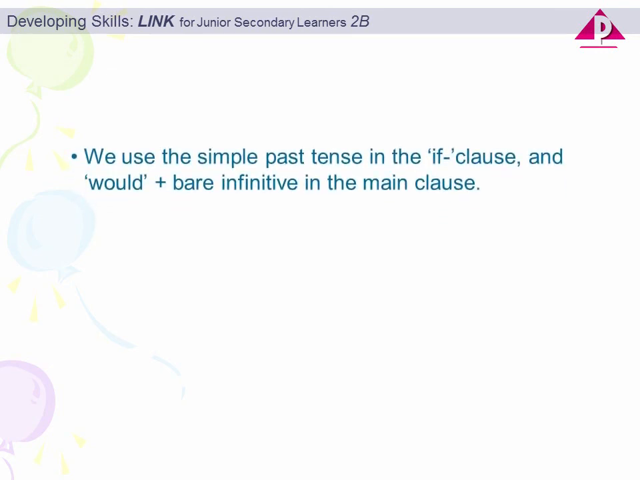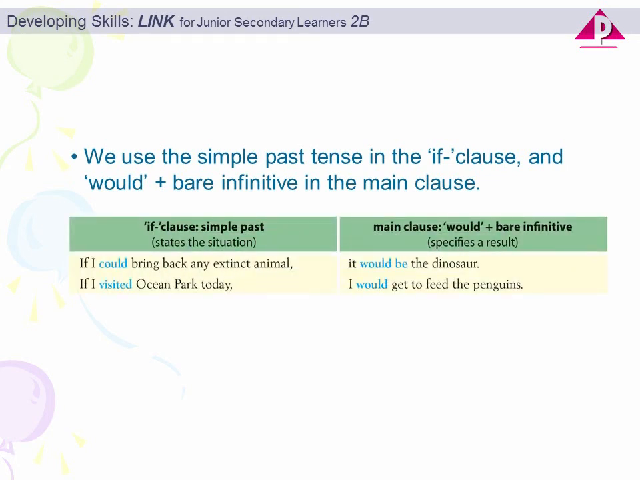That is the main usage of type 2 conditionals. Regarding its form, we use the simple past tense in the if clause and would and the bare infinitive in the main clause. Look at the table on your screen and you should find 2 examples. The table is divided into 2 parts, the if clause and the main clause. The former states the situation and the latter specifies the result.